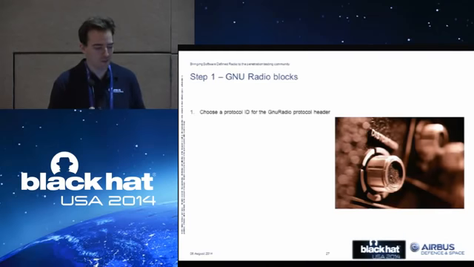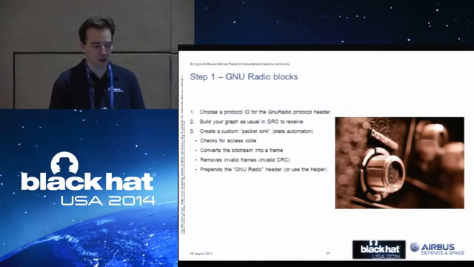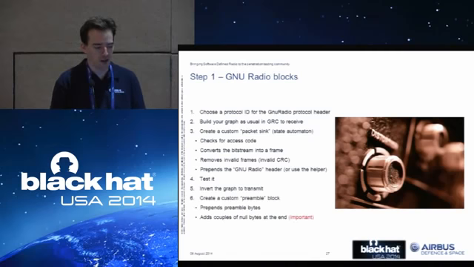So how to add stuff? You choose a protocol ID. You build your graph in GNU Radio Companion to be able to receive your packets. Then you create a packet sync, which is basically a state automaton that will check for the access code and remove invalid frames, based most of the time on the CRC, and that prepends the GNU Radio header, or use our helpers. Test it. Then you invert the graph for the transmission part, and you create a custom preamble block. It will prepend preamble bytes that are not part of the packet, and it will also add a couple of null bytes at the end of the packet.